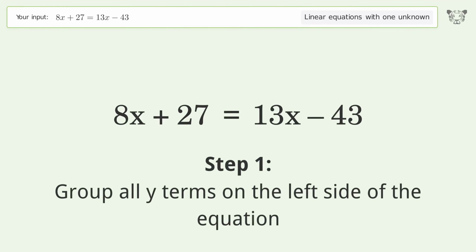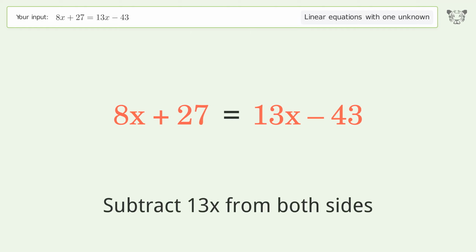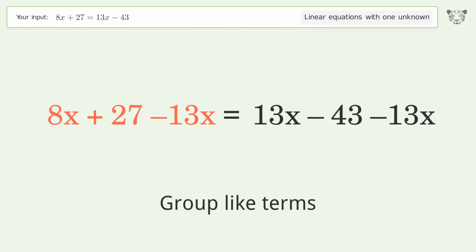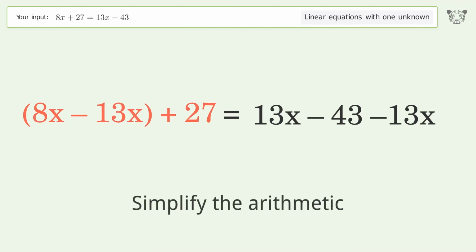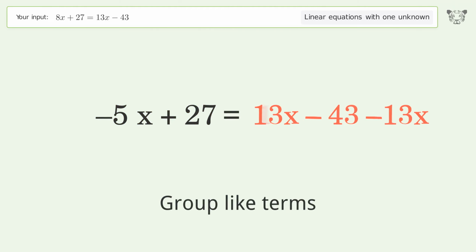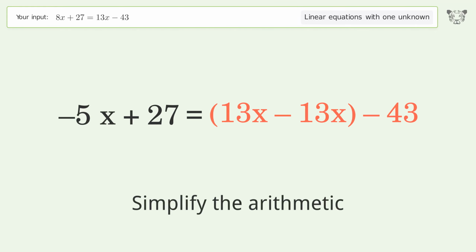Group all y terms on the left side of the equation. Subtract 13x from both sides. Group like terms. Simplify the arithmetic. Group like terms. Simplify the arithmetic.